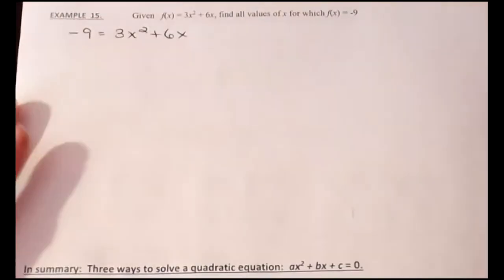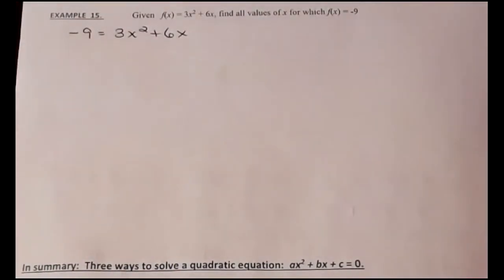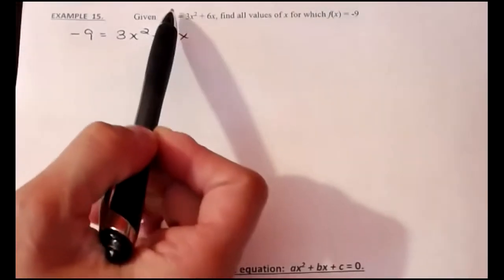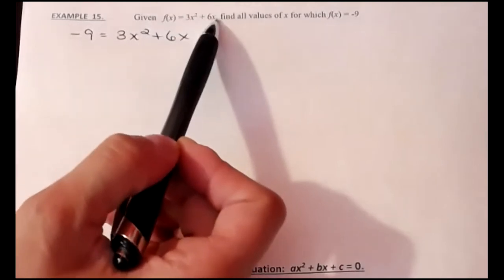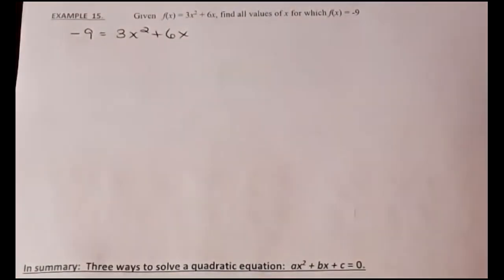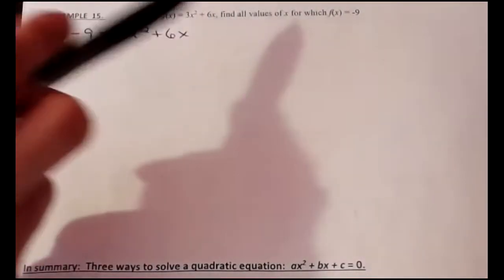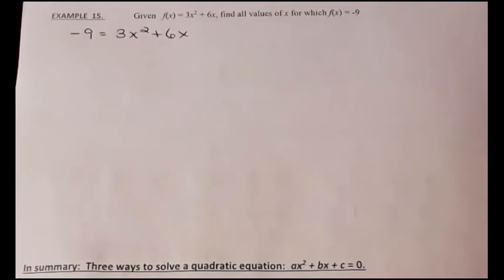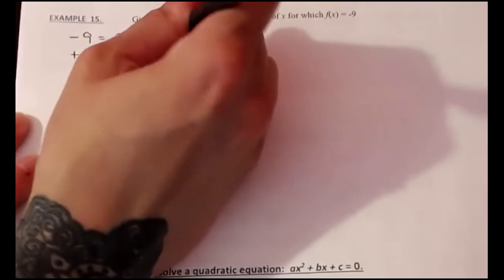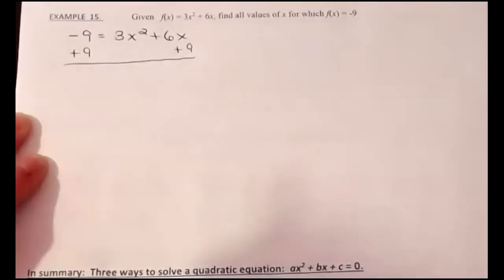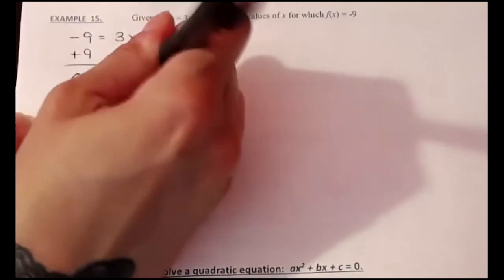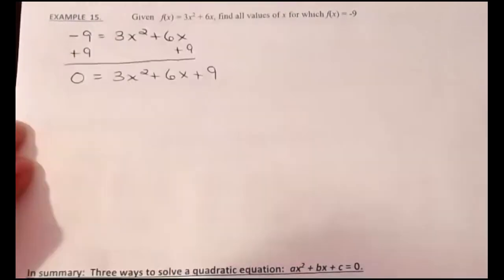This is very different from evaluating f at a given value. If this said f of -9, like f and then -9 here, then we'd replace each x with a -9. That's not what we're doing. All we're doing in this case is actually subbing out f of x with the -9. Okay, we are going to use the quadratic formula, but we want to write this equation in standard form first. That means set it equal to 0. So we have 0 is equal to 3x squared plus 6x plus 9.